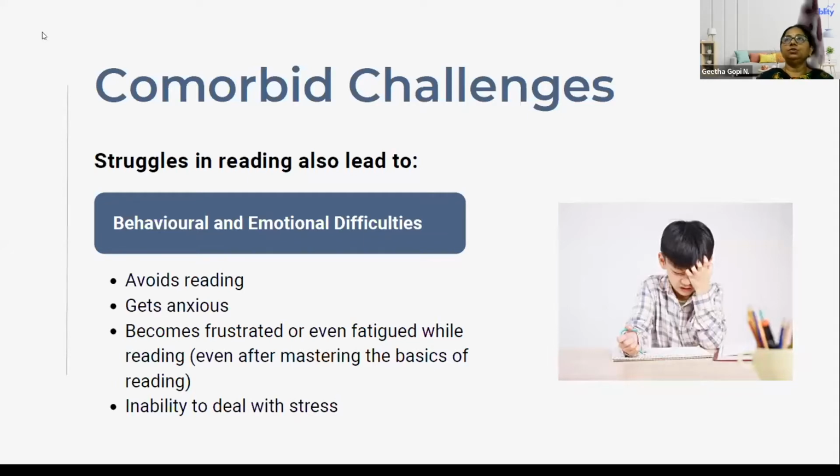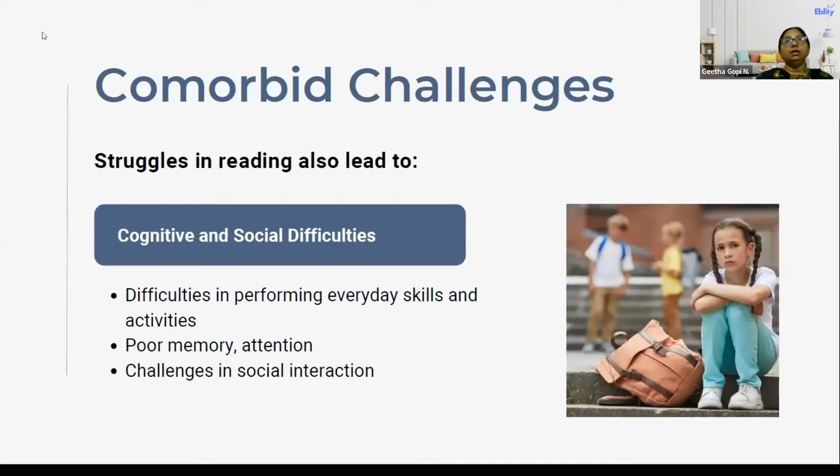And also because of all this, these children go through a lot of stress, and they're unable to deal with these kinds of stressful situations by themselves. There are other difficulties which again go hand in hand with these areas. One is poor memory and attention. So if they have attention related difficulties, poor memory, and so on, that also affects. Also, all these things are very, very interrelated and interlinked.